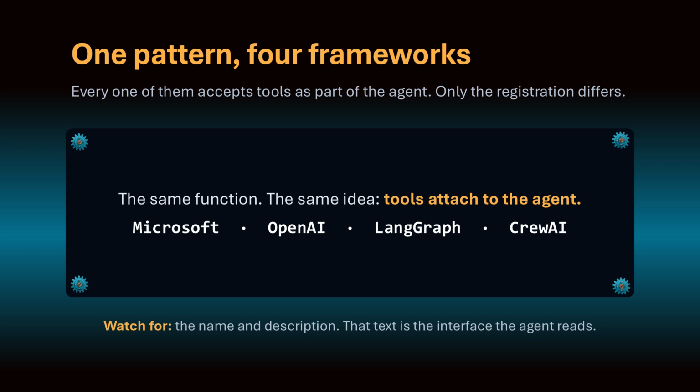So as we go, here's what to watch. Not whether each one accepts tools. They all do. Watch how each one registers that tool. And keep an eye on one detail in particular, the name and the description. That text isn't documentation. It's the interface. It's literally what the agent reads to decide when to reach for the tool. Across all 4 frameworks, that's the part you're really writing.